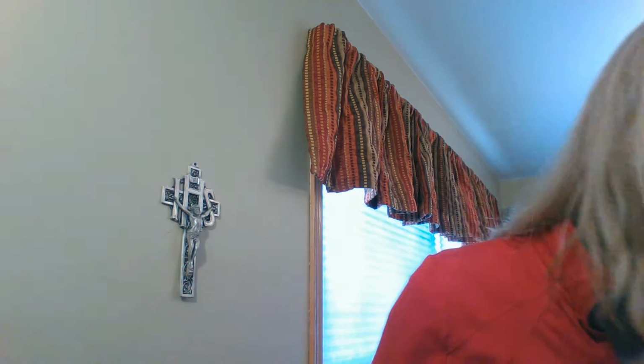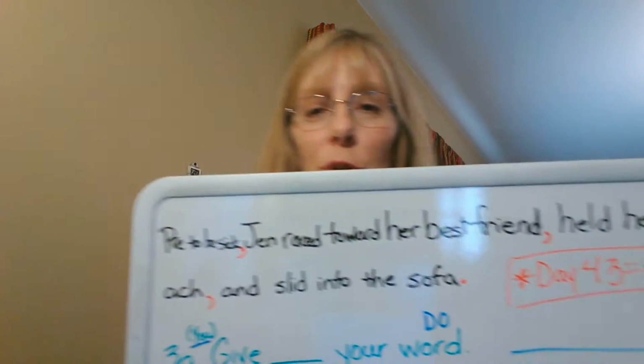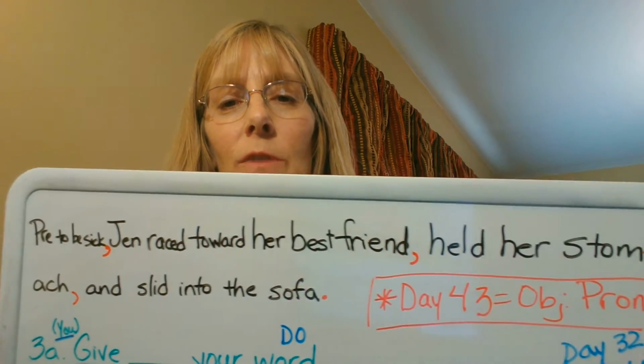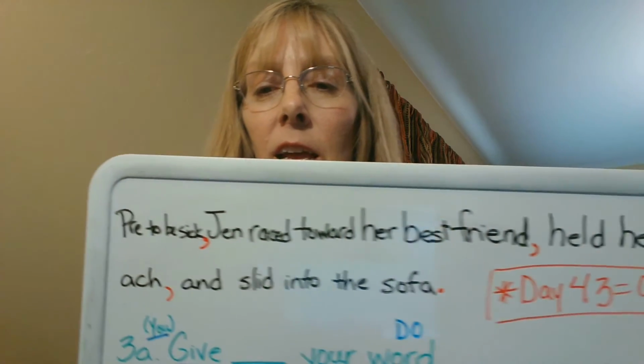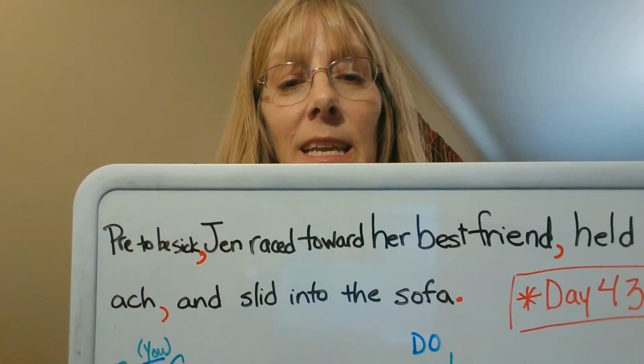So we had 3 verbs in a series there. So that's why we separated that with commas. The verbs were raced, held, and slid. So when you're finished, what you should have is something that looks like this. Pretending to be sick, comma. Jen raced toward her best friend, comma. Held her stum-ick, comma. And slid into the sofa, period.